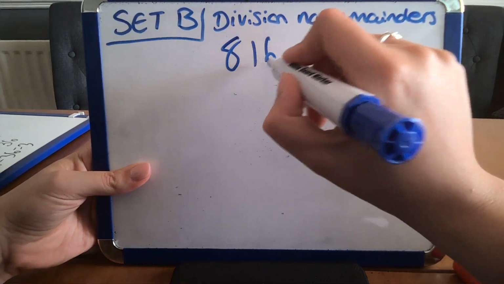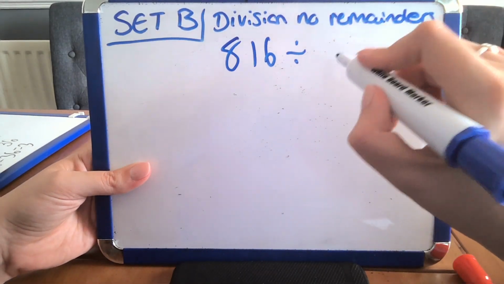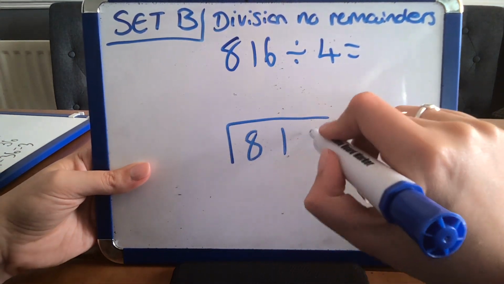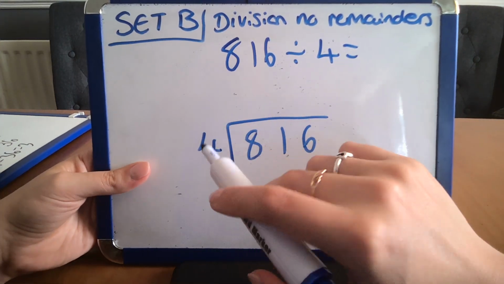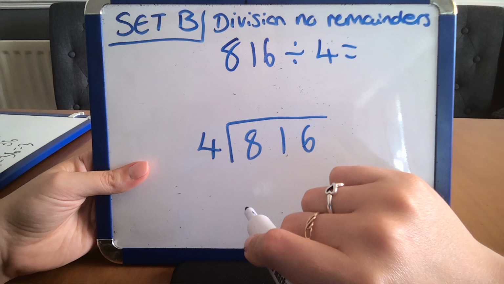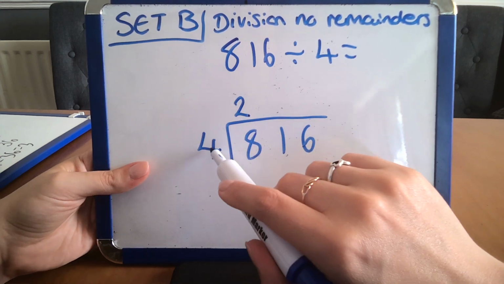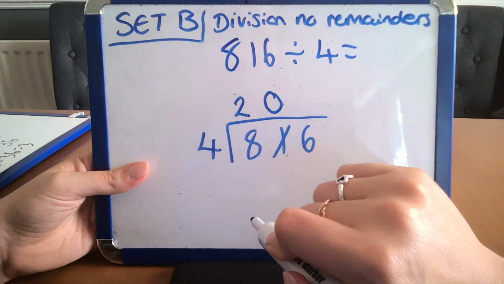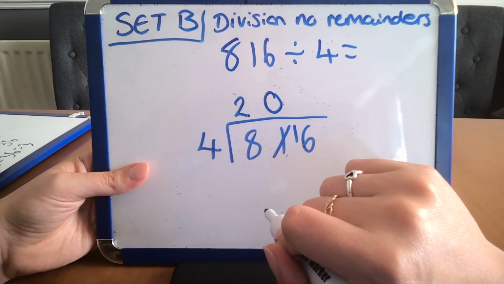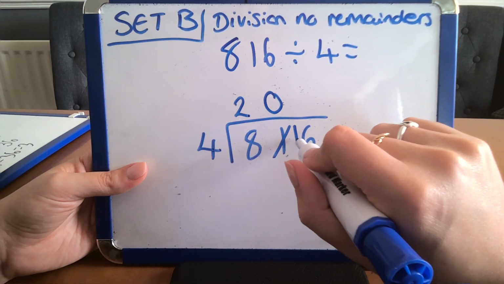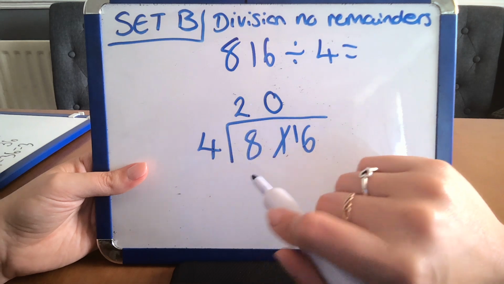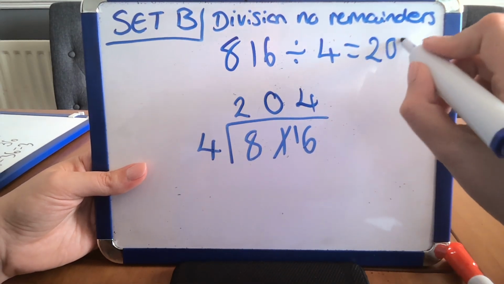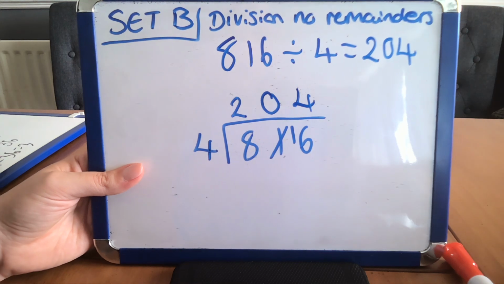The next question was 816 divided by 4. How many 4s go into 8? 2. How many 4s go into 1? 0. So we cross that number through and put it next to the next number in the queue, making that 16. How many 4s go into 16? 4, making our answer 204.